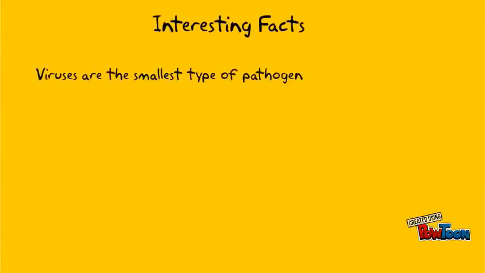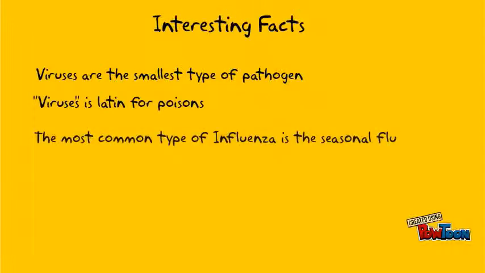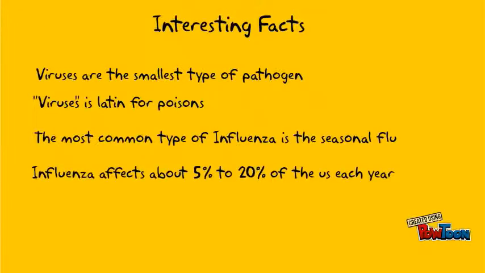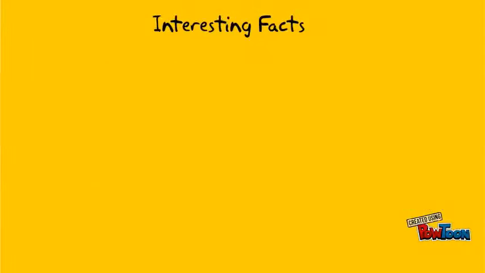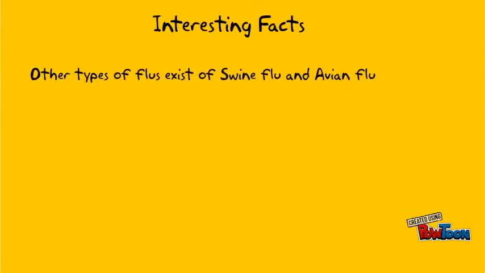Some interesting facts. Viruses are the smallest type of pathogen. Virus is Latin for poison. The most common is basic seasonal flu. Influenza affects about 5% to 20% of the U.S. each year. 200,000 people a year are hospitalized from flu-complicated issues. Other types of flus exist, such as swine flu and avian flu.